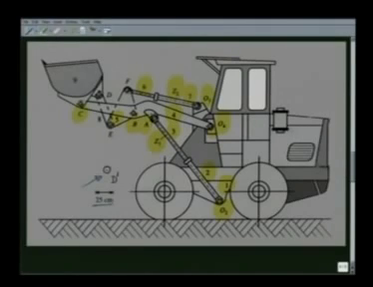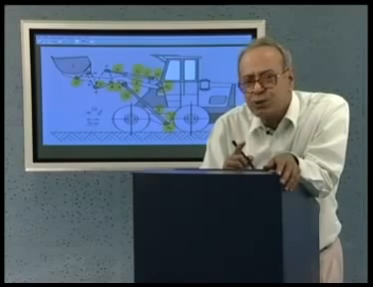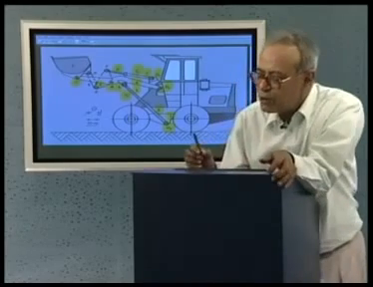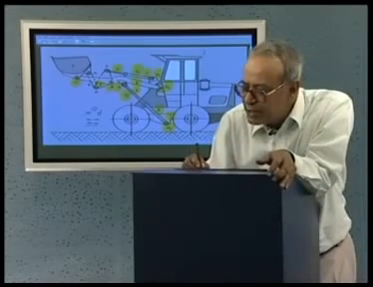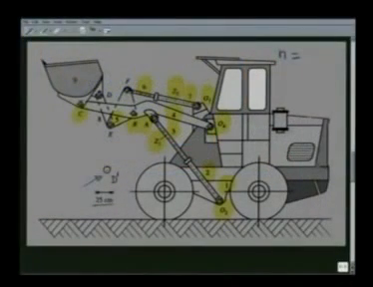Before that, let me show that this mechanism has 2 degrees of freedom. For that, we count the number of links n, which, as you have seen, 1, 2, 3, 4, 5, 6, 7, 8 and 9. N is 9.